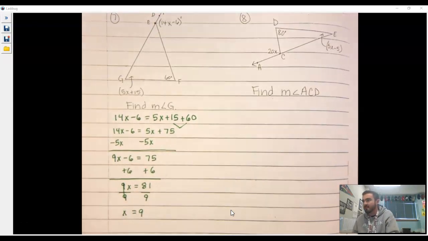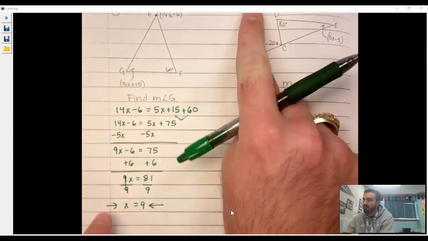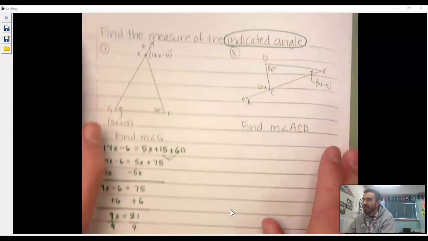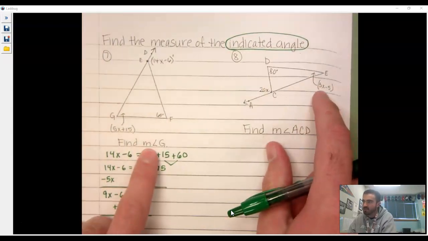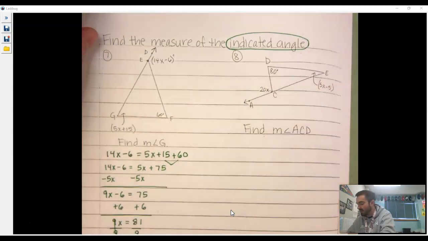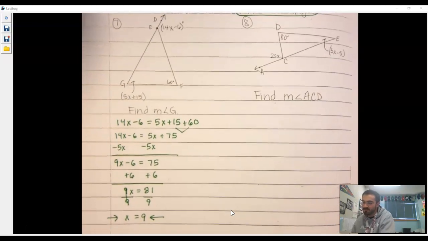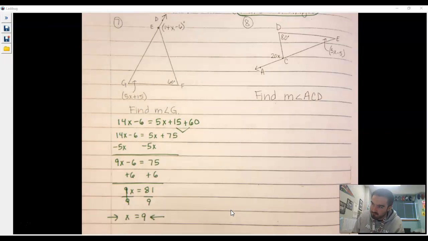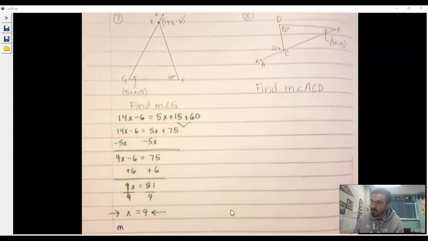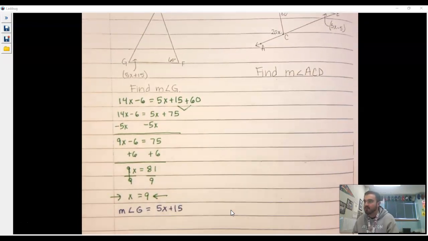But guys, we're not done. We found that x equals 9, but what did it ask us for? It asked for the measure of the indicated angle. Well, what angle are we supposed to find? The measure of angle G. So let's talk about how we would find it. We know it's called 5x plus 15, so let's write that down: the measure of angle G equals 5x plus 15.